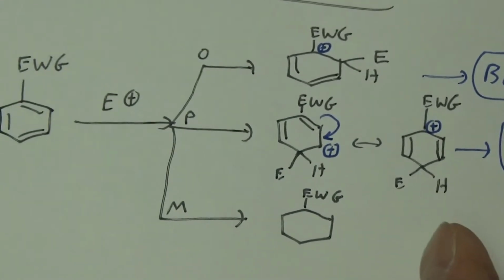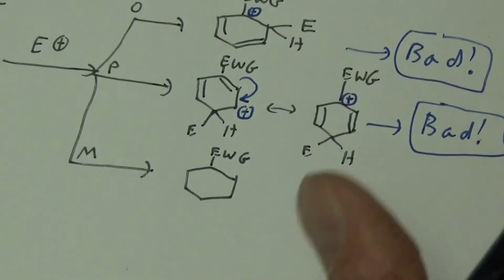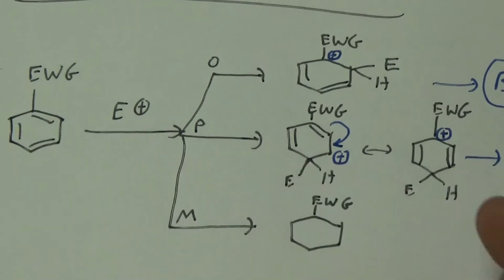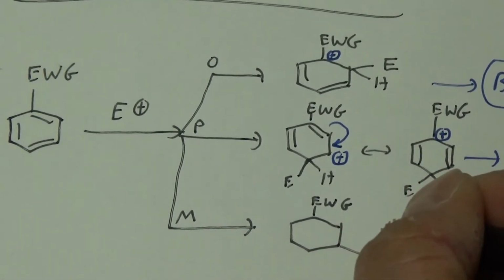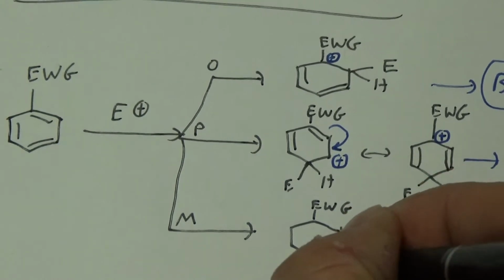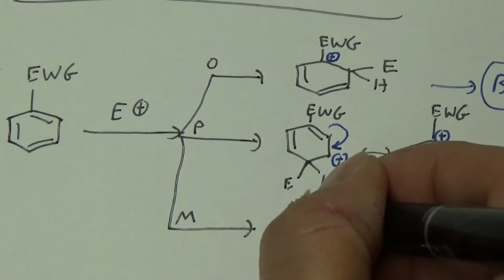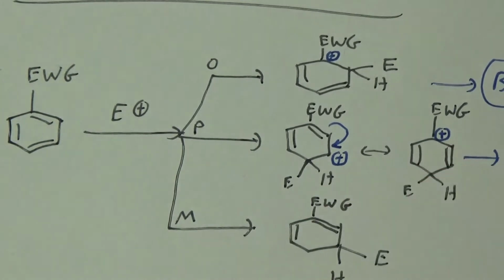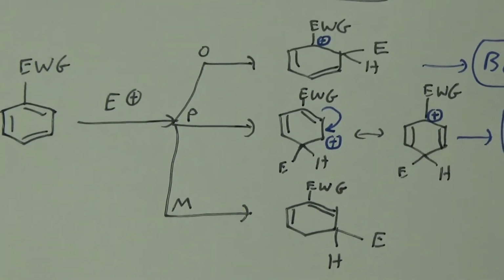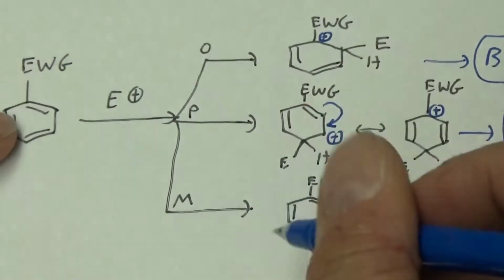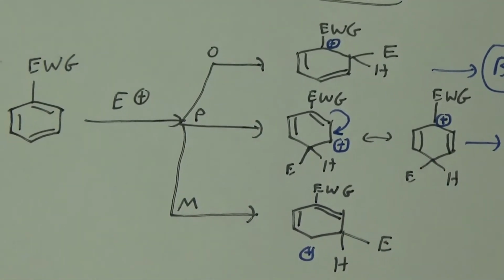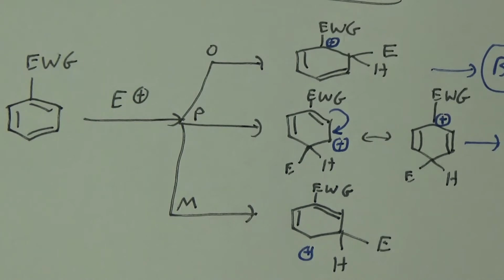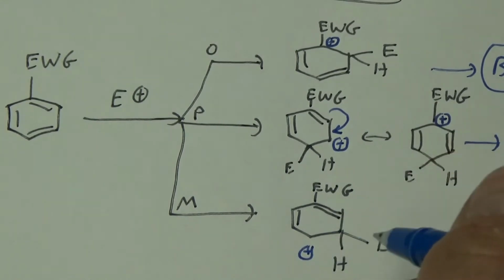Draw the electron withdrawing group. Keep everything oriented the same way as before. Draw the E, the electrophile, and the H, and the double bonds. Where's the plus charge? Now the plus charge is here. Good, bad, or I don't know? The answer now would be I don't know also, because you can't directly see anything bad about this or good.